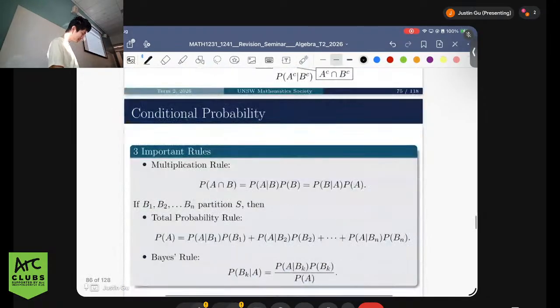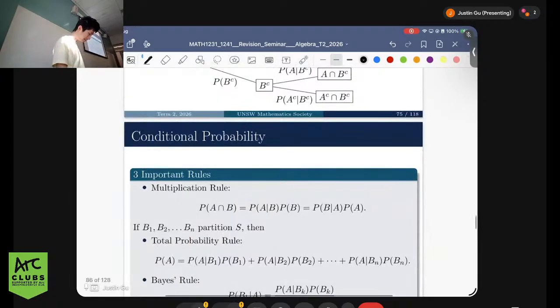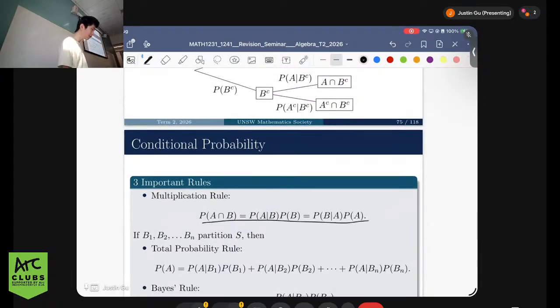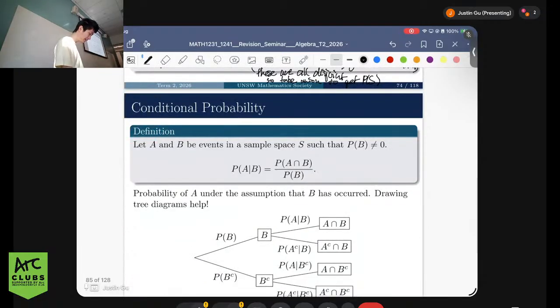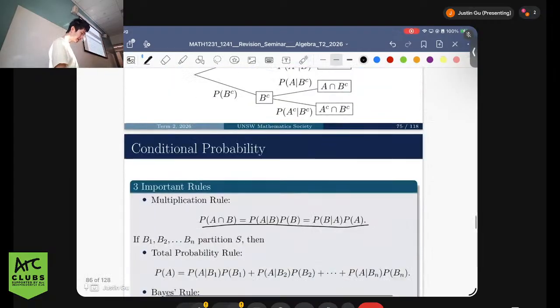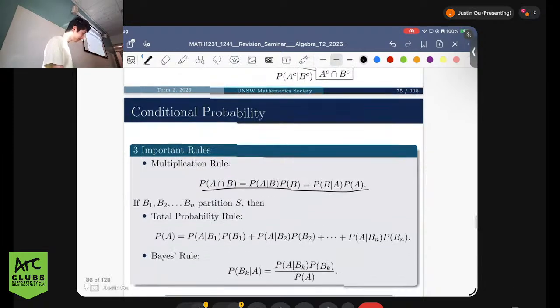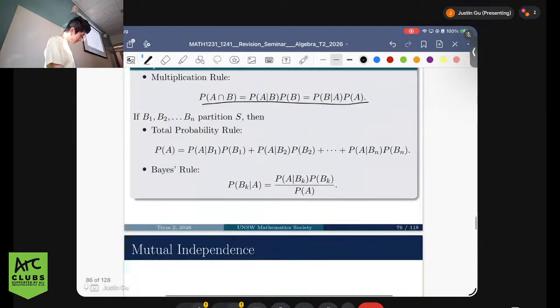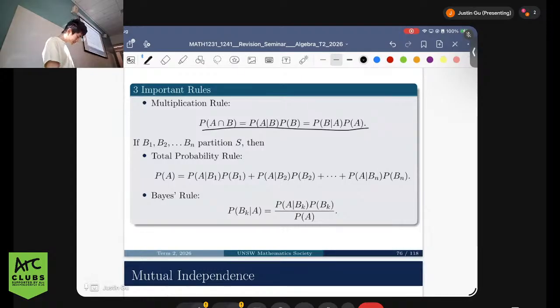There are some important facts that you need to know about this. You can derive this from above: the probability of A and B happening is the probability of A given B times the probability of B. If you swap around B and A, you also get that the probability of B given A times the probability of A is the probability of A intersect B. If B1, B2, all the way up to Bn partition S, then we have the total probability rule, which says the probability of A is the sum of these probabilities multiplied together.